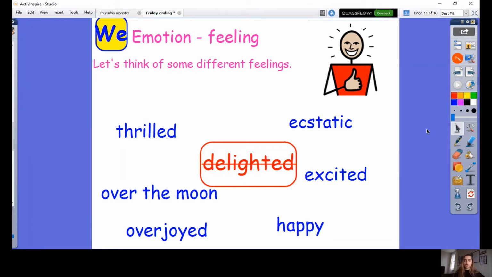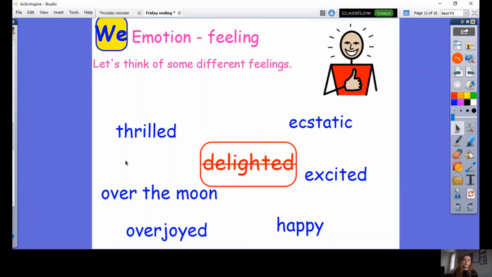So here are some ideas I came up with to see how they were feeling. Maybe they are thrilled, ecstatic, excited, happy, overjoyed, over the moon. So it needs to be a really positive feeling. They're not going to feel angry or sad. They're going to be happy and excited, over the moon, thrilled, because now they've got all this money, so all their problems have gone away because now they have the expensive hen and her golden eggs.